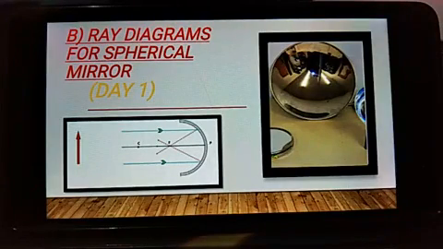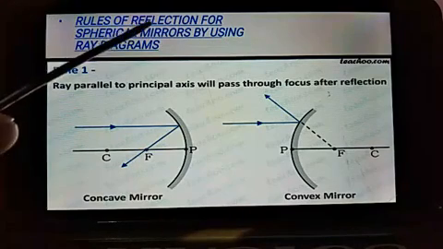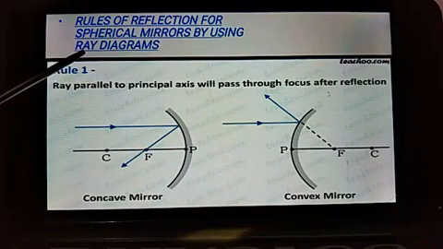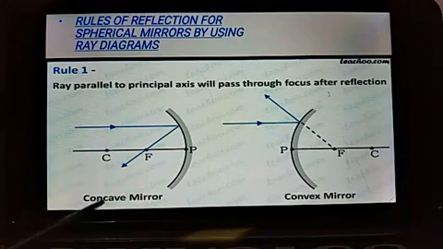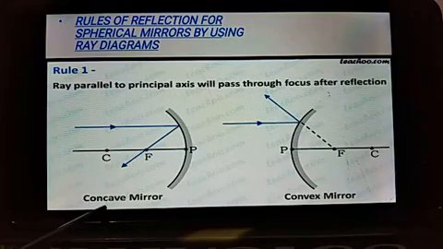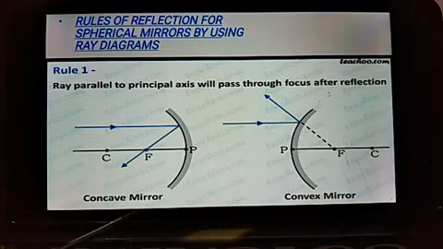Ray diagrams for spherical mirrors. So let us start with the topic, rules of reflection for spherical mirrors using ray diagrams. If we want to see how the image is formed in the convex and concave mirror, which we have already studied in the previous topics, you can refer to the previous videos if you have not understood the concave and convex mirror.